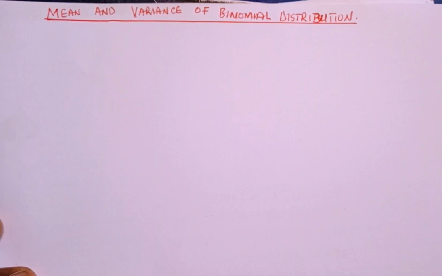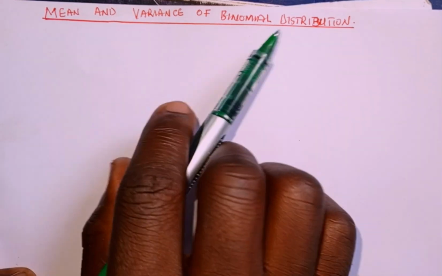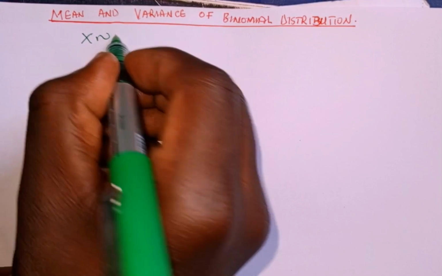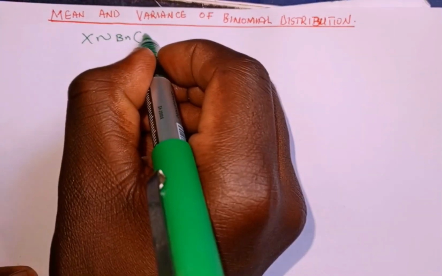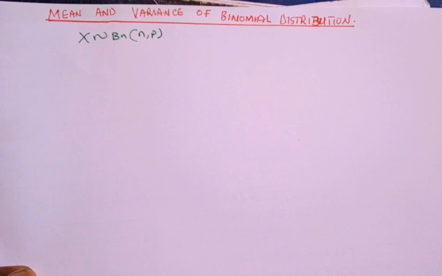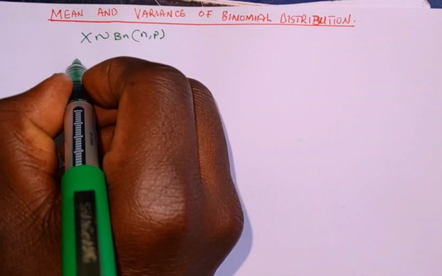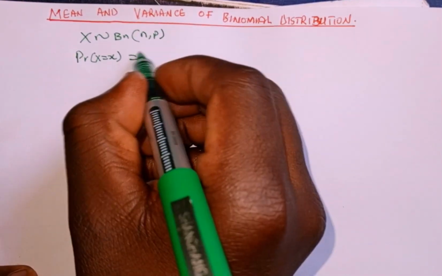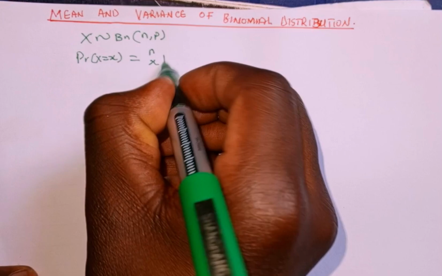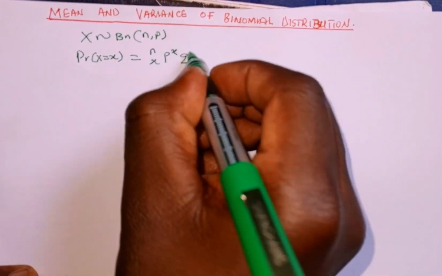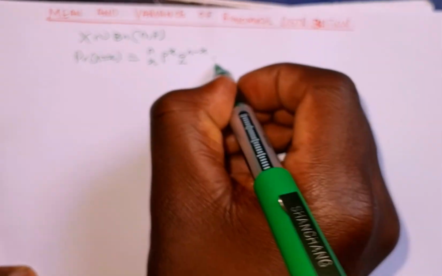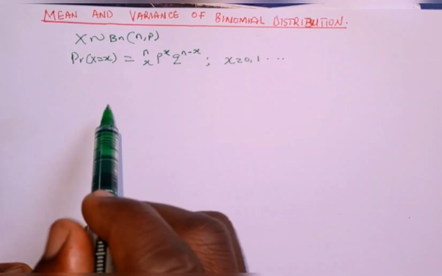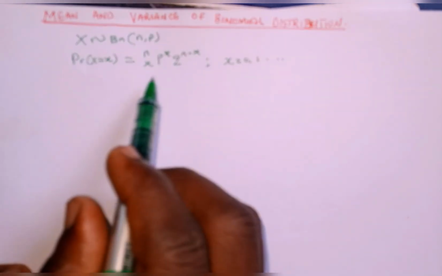In today's tutorial, we're going to learn how to find the mean and the variance of a binomial distribution. In the binomial distribution, x is distributed binomial with parameters n, p. And the distribution function is given as: probability of x equal to x, which is the same as n combination x, p raised to the power of x, then q raised to the power of n minus x, at x raises from 0, 1, and up to n. So this is the function of a binomial distribution.